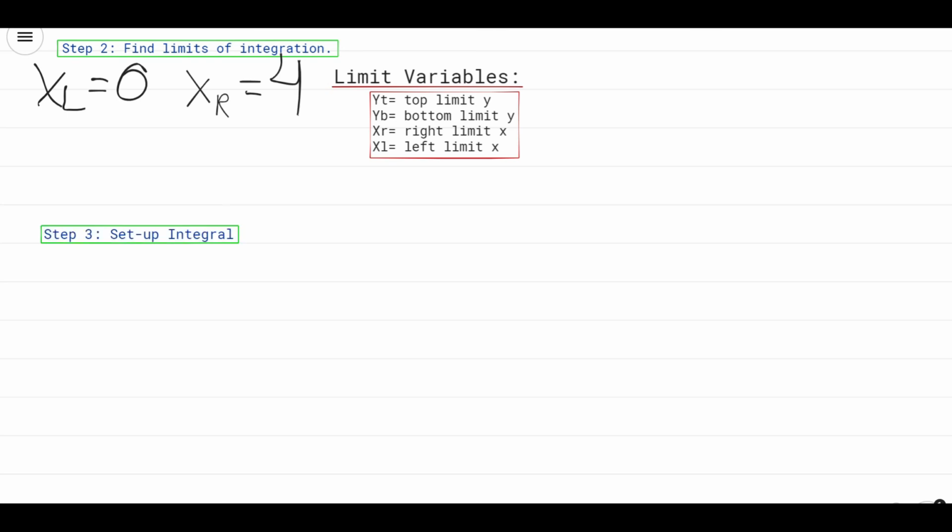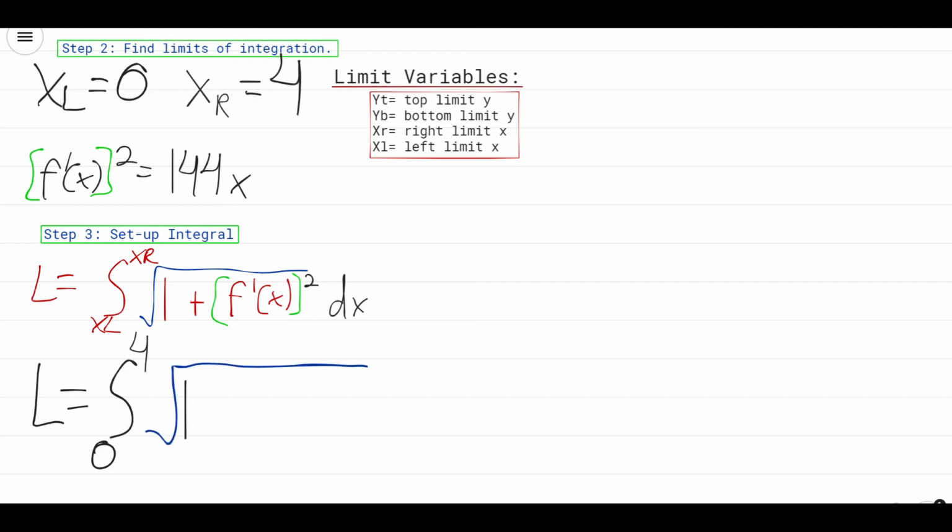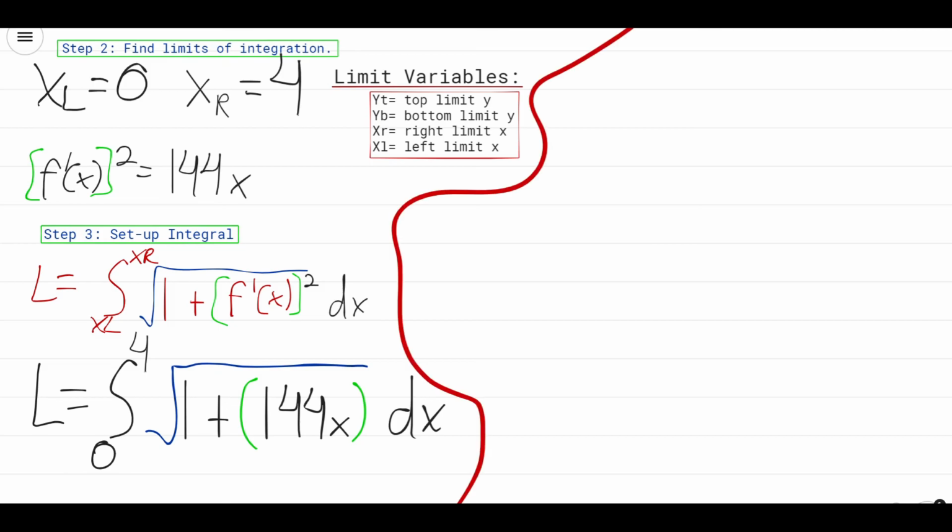And now we're going to set up the integral. So we know the formula for the arc length with respect to x is the integral from xl to xr of the square root of 1 plus f prime x squared times dx. And we know f prime x squared, as we computed it, was equal to 144x. So now we're going to set it up. So it's 1 plus 144x times dx. So now we're going to integrate this function. So what method would work here?